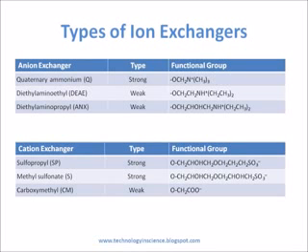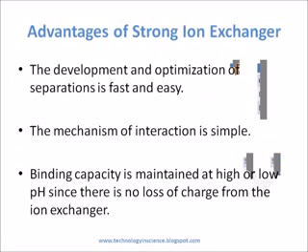Types of ion exchangers. Based on the charge retention with respect to pH, ion exchangers can be classified into two types: strong and weak. Strong ion exchangers do not show any marked change in their ionic states with changes in pH. They remain fully charged over a broad range of pH values. Whereas weak ion exchangers do not retain their charge over a wide range of pH.